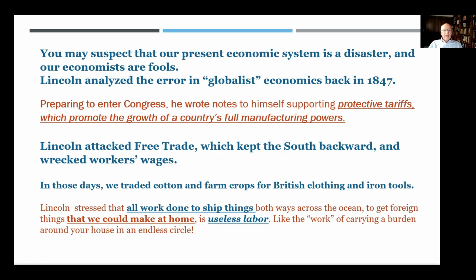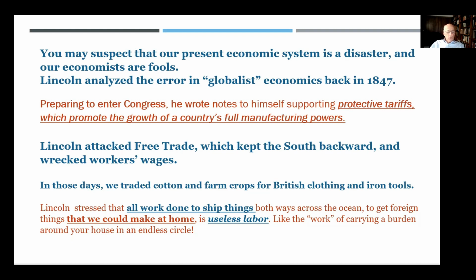You may suspect that our present economic system is a disaster and our economists are fools. Lincoln analyzed the error in our current economics. Now it's called globalism, then it was called the imperial system. He wrote notes to himself in his collected works, called Fragments of a Tariff Discussion, attacking free trade, which is what kept the South backward and ruined the wages of our workers.